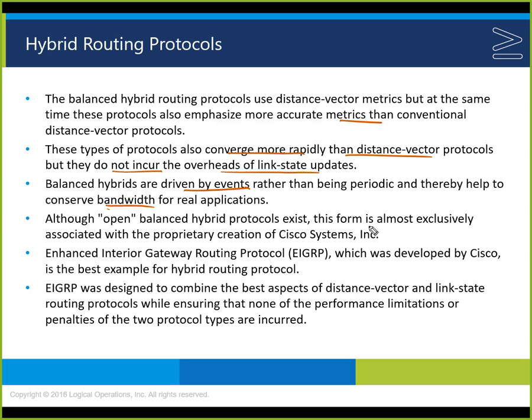Balanced hybrid is almost exclusively associated with the Cisco EIGRP protocol. EIGRP, I've read some articles that say, yep, Cisco's made it available to other vendors, but other vendors aren't using it. I guess they're afraid that at some point they'll say, hey, now that you got it installed, it's proprietary. But generally, you're only going to find it on Cisco routers. And as I said, if you're in an all Cisco environment, it's the one you want to use.